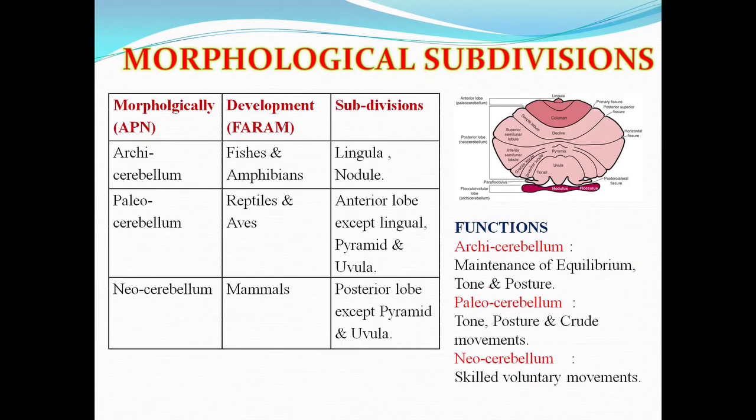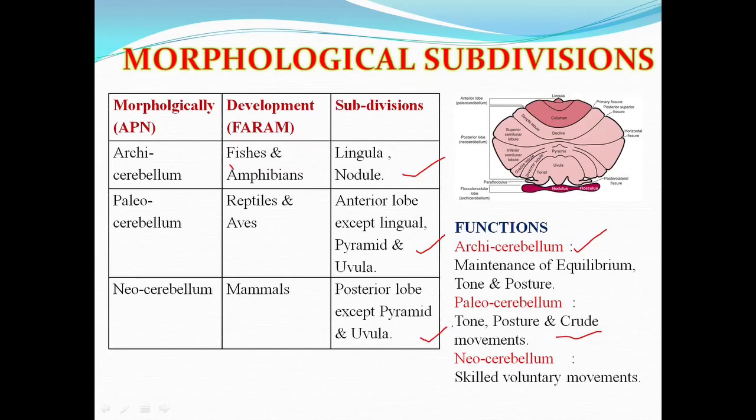And in parallel, what do the lingula and the nodule do? They maintain the equilibrium of the body, tone, and posture, which itself gives the development of the archicerebellum, as we studied. And as the evolution progressed, the anterior lobe was further developed. The pyramid started developing. Then automatically we could see added movements of tone, posture, and crude movements now in the paleocerebellar development.